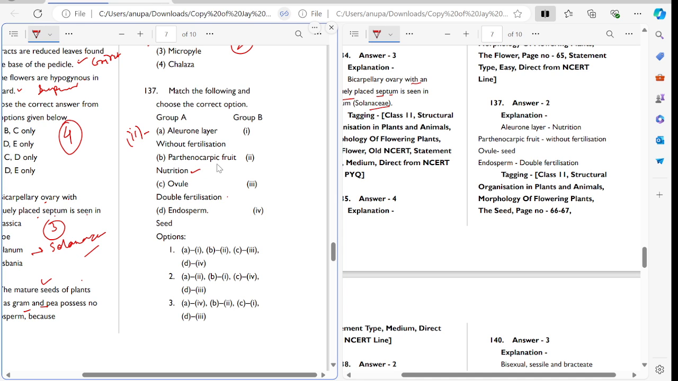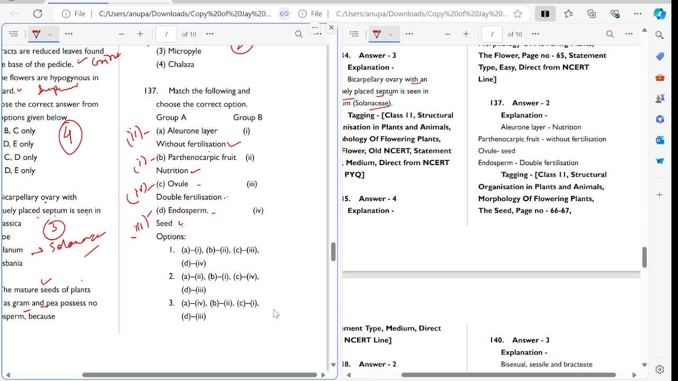Next is parthenocarpic fruit. Parthenocarpic fruit means without fertilization. So it will match with option number 1. C is ovule. We have double fertilization and seed. So ovule develops into seed. So C will match with 4. And we have endosperm. Endosperm is a result of double fertilization or related with double fertilization. So D will go with 3.